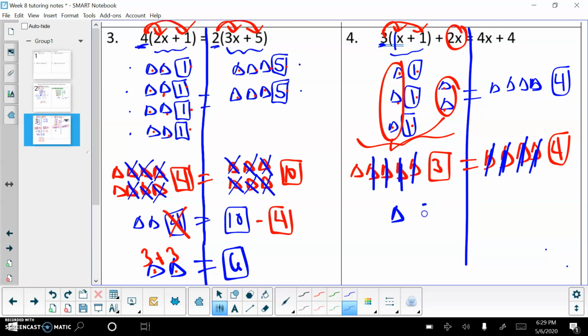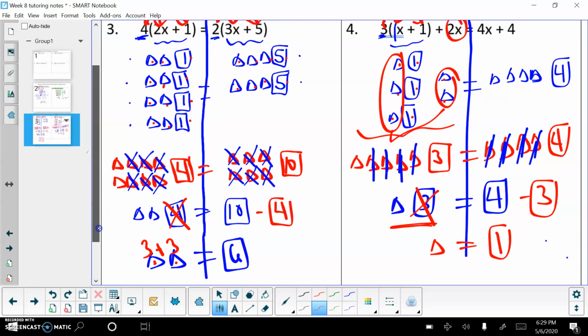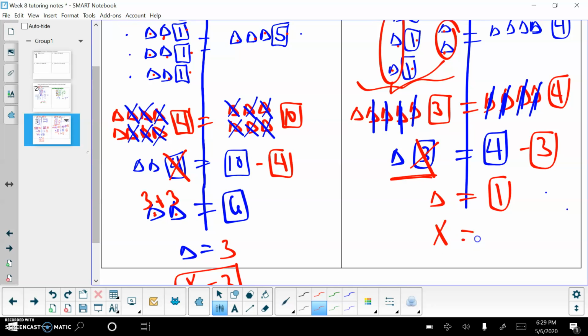So I've got 1 triangle and the 3 cube. On the right side, I just have the 4 cube. Okay, but remember, now I've got cubes on both sides, so I need to take away some cubes. Always go to the side with the triangle. This side, I'm going to take away that 3 cube. If I take away the 3 cube from the left side, I need to take away the 3 cube from the right side. And 4 minus 3 is 1. And I've just got my 1 triangle left. Since 1 triangle equals an x, that means that x equals 1.